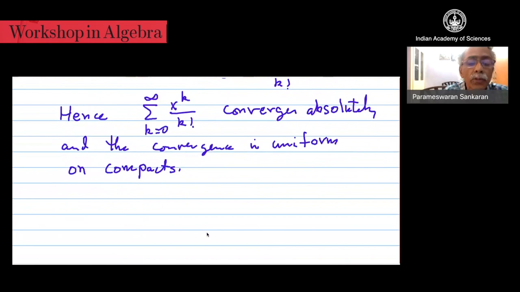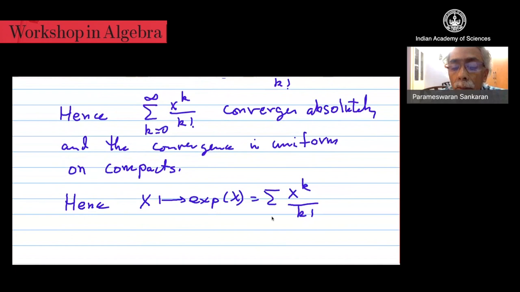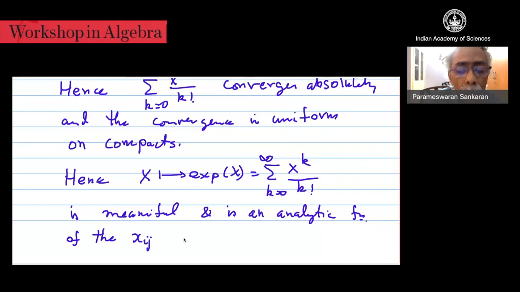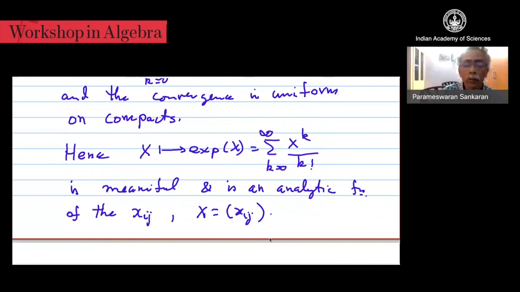So this proves that the map x going to exponential x, given by x power k by k factorial, k equals 0 to infinity, is meaningful, and is an analytic function of the matrix entries xij when x is equal to xij. Okay, so all that follows from just this basic observation.